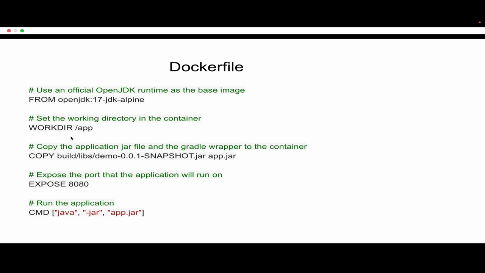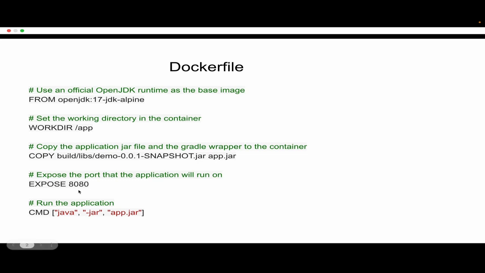Then the second command sets the working directory for the container to be /app. Then the third command is COPY build/libs snapshot jar. This copies the application jar file, named demo-0.0.1-SNAPSHOT.jar, from the host machine's build directory to the container's /app directory, and it is renaming it to app.jar.